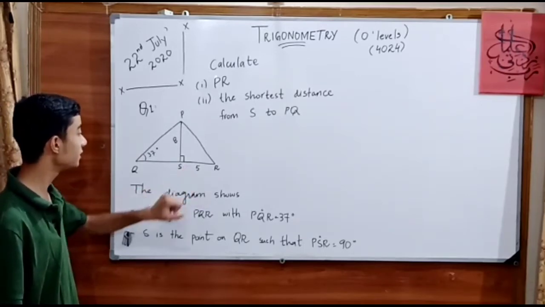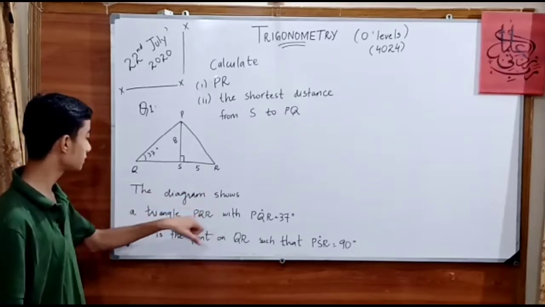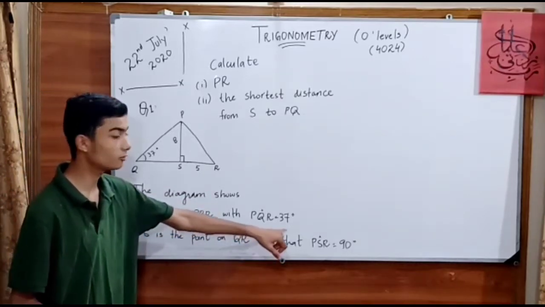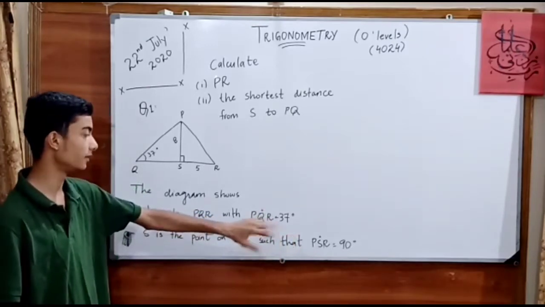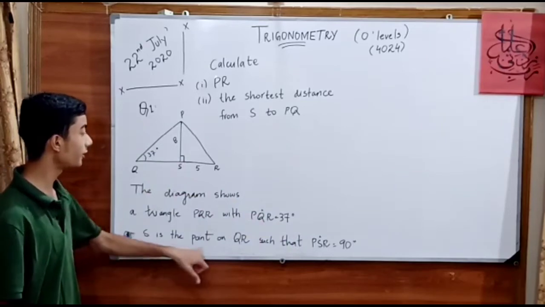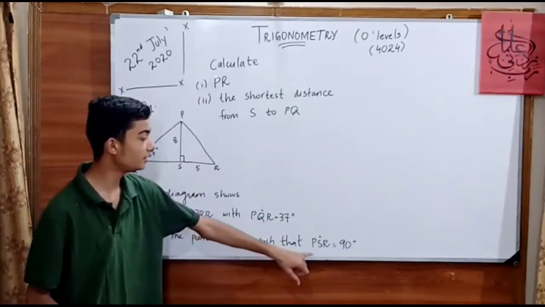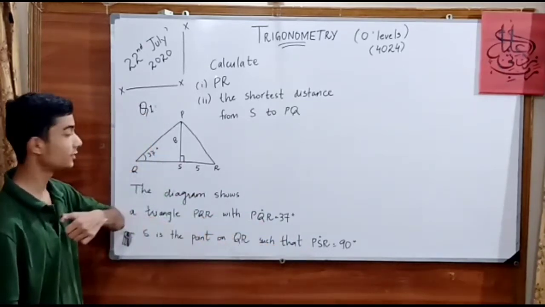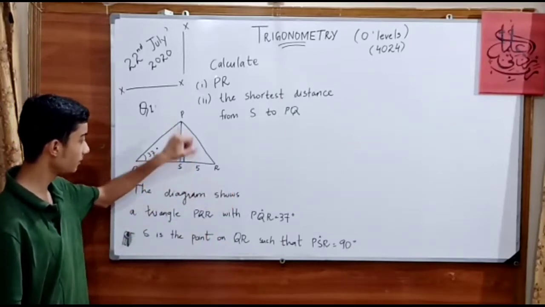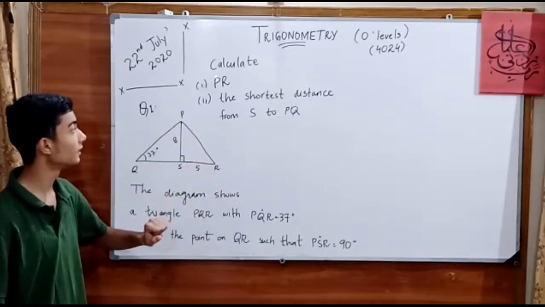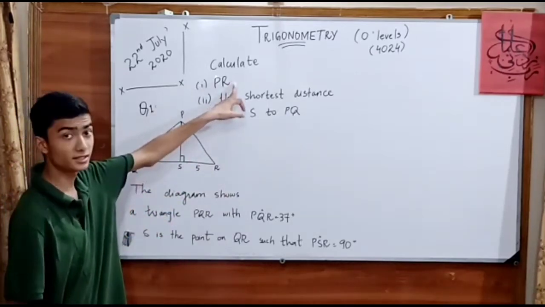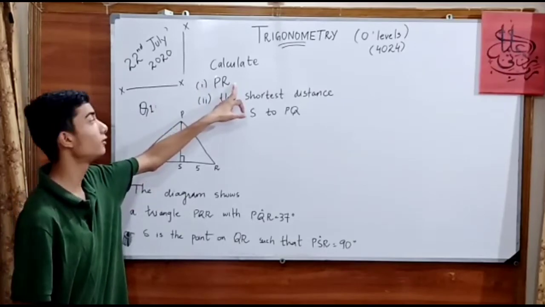In this triangle, it is given that the diagram shows a triangle PQR with angle PQR equal to 37 degrees. Sorry, 37 degrees, this is also shown here. And S is the point on QR such that PSR equals 90 degrees. Now in this question we have to find the length of PR. It is written: calculate PR.